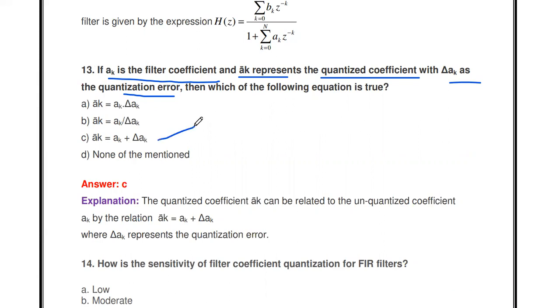So this is the thing. That is the AK bar, the quantized coefficient, which is nothing but the unquantized coefficient plus that error. Or the quantization error is nothing but the difference between the quantized coefficient and the unquantized one, that is AK bar minus AK. It is called del AK. In any way, we can say quantization error is nothing but the output of the quantizer minus the input of the quantizer. The output of the quantizer is AK bar, the input is AK. So the difference between these two is the quantization error. That is rearranged and given as the answer like this.